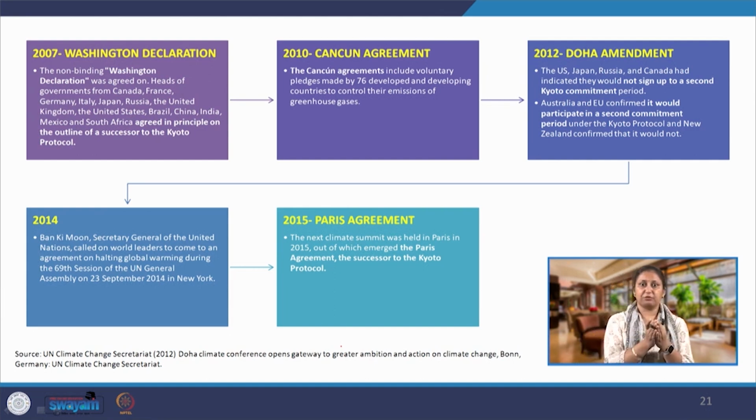From 2015 to 2020 was given as a grace period to develop the Paris Agreement and the complete protocol, to devise the mechanisms and the process by which more and more parties would be included, and that is what we will see in the next lecture. So, this was all about the Kyoto Protocol.